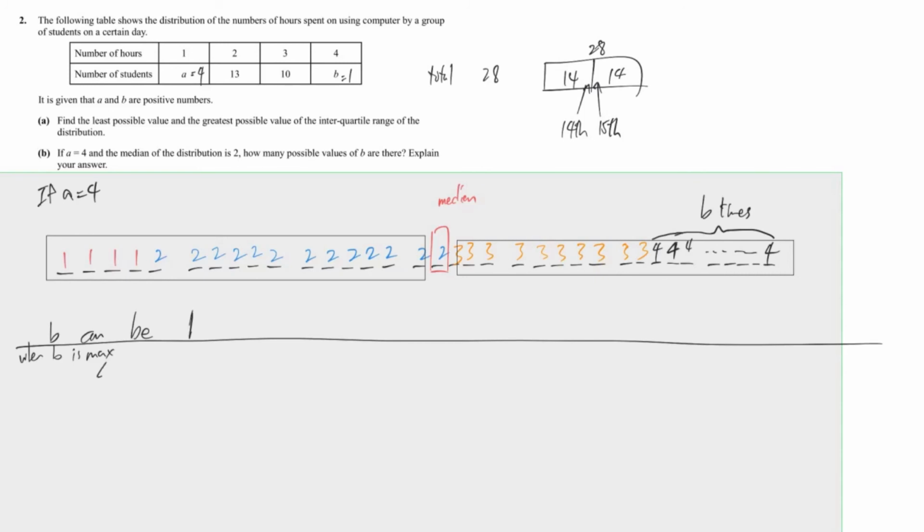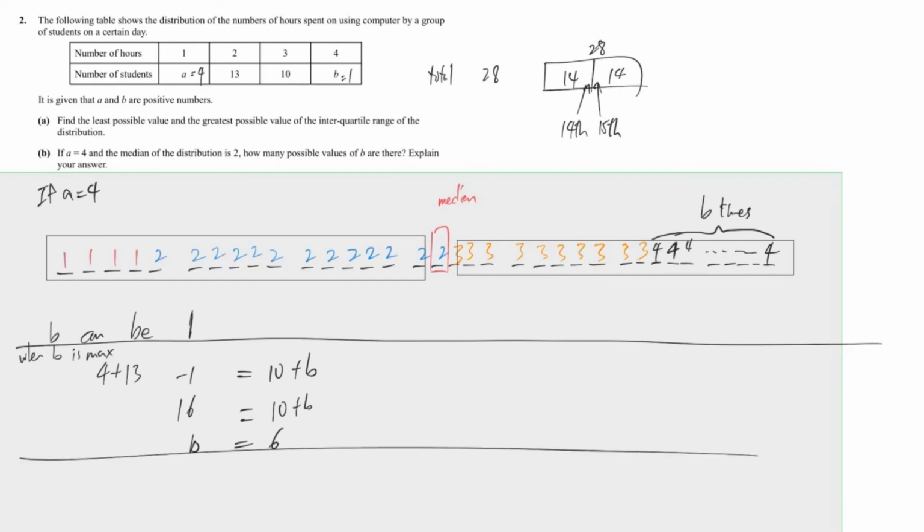So we can know that 4 plus 13, but we have to minus 1 to reuse, should equal the second half here. That means 10 plus B. The maximum B is equal to 6. Therefore, B can be 1, 2, 3, up to 6, such that the median remains at 2 but not 3. They ask how many possible values of B, so your answer is 1 to 6. There are 6 different values. 6 possible values for B.